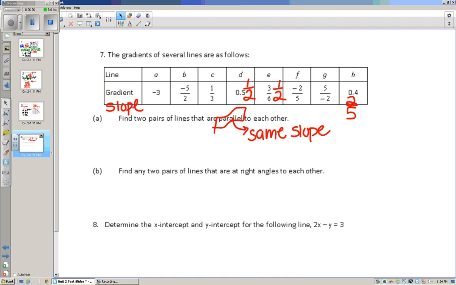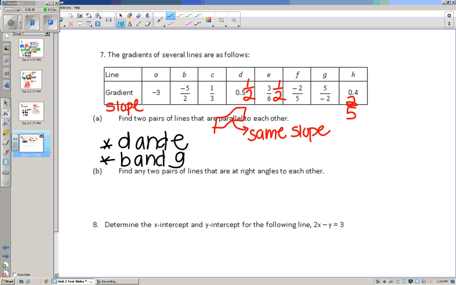So which 2 have the same slope? Well, it looks like D and E both have the same slope. They only asked for 1 pair, but let's just name if there's more. And it also looks like B and, what is it? B and F. No, not B and F. B and G. B and G have the same slope. They both have negative 5 over 2.